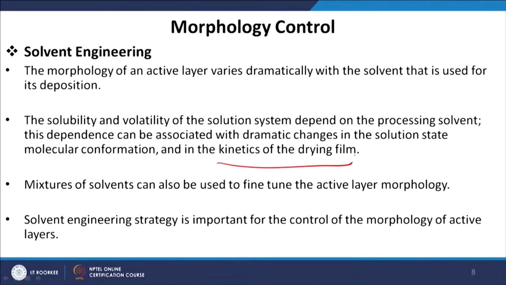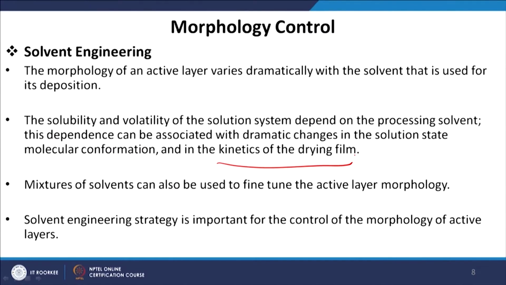A mixture of solvents can also be used to fine tune the active layer morphology. Very often, instead of one solvent, we use two different solvents. Now, these two solvents can be miscible to each other or they can be immiscible to each other. If the two solvents are immiscible to each other, then one is called the anti-solvent to the other. Now, use of the anti-solvent also helps to crystallize the film. Solvent engineering strategy is important for the control of the morphology of active layers.